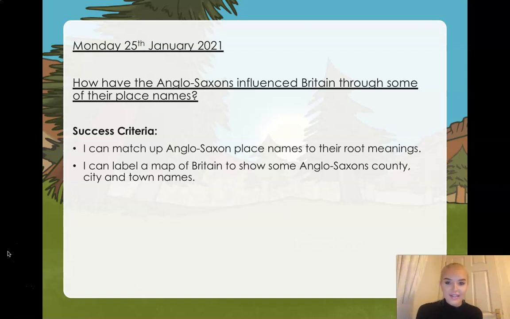Today, in our history lesson, we are going to be continuing learning about the Anglo-Saxons. Today, we are going to be focusing more on how they have influenced Britain through their place names. By the end of this lesson, you'll be able to match up Anglo-Saxon place names to their root meanings. You'll also be able to label a map of Britain to show some Anglo-Saxon county, city, and town names.